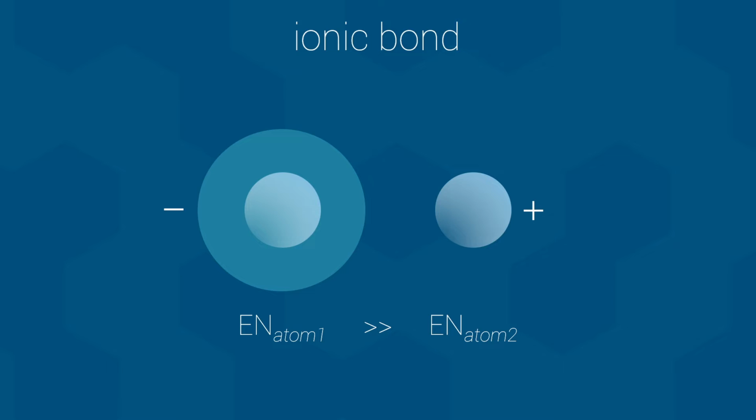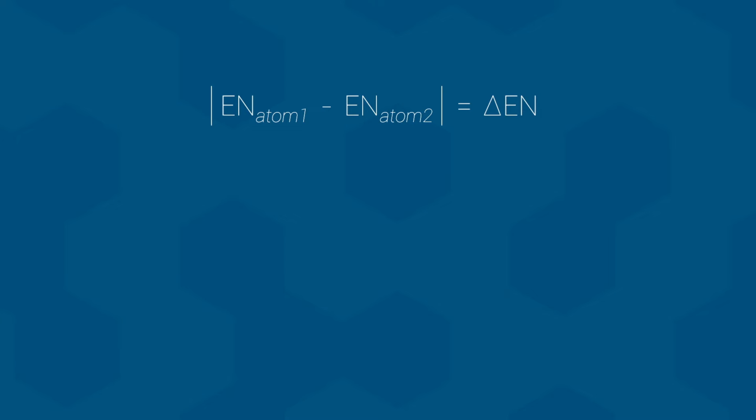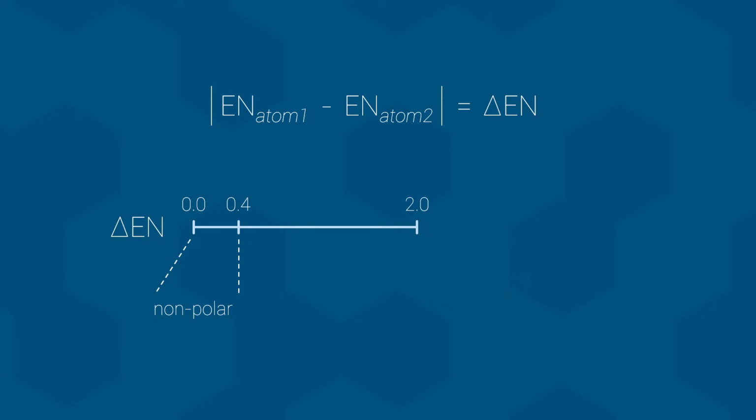No sweat, it is actually really straightforward. For any 2 atoms, you simply subtract one of the electronegativity values from the other and take the absolute value to keep the number positive. The magnitude of this difference in electronegativity can then be evaluated. The general rule of thumb is as follows. If the electronegativity difference is between 0 and 0.4, the bond is considered nonpolar. If the electronegativity difference is between 0.4 and 2, the bond is considered polar. Finally, if the electronegativity difference is greater than 2, the bond is considered ionic.